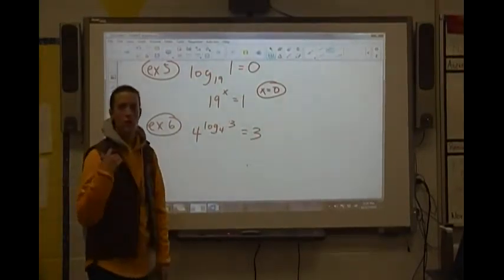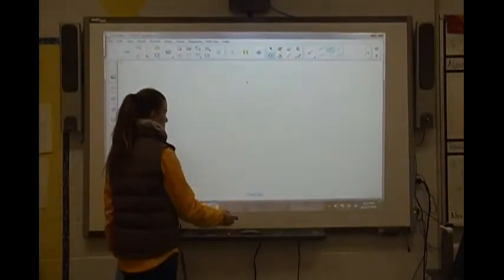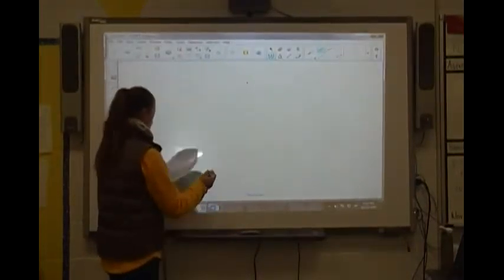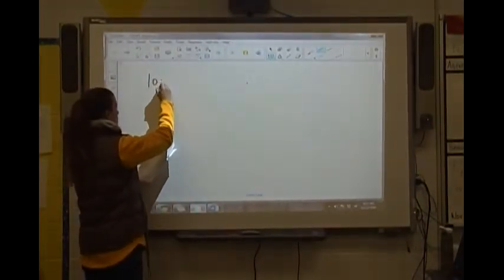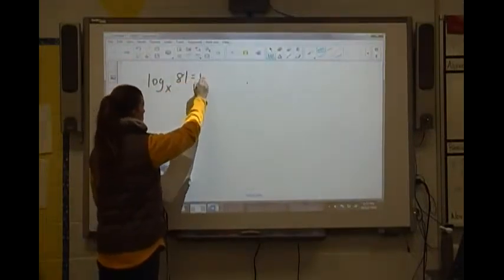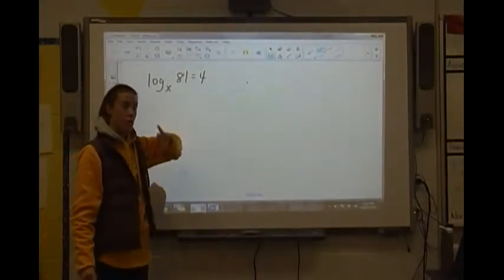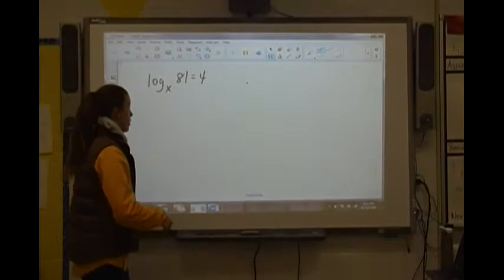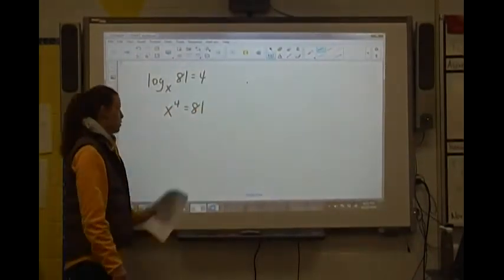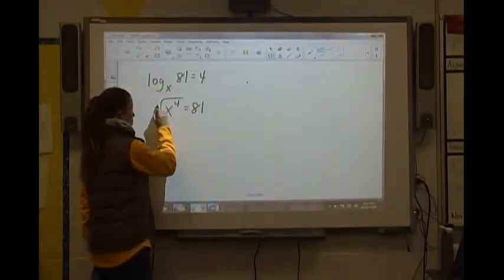All right, let's try to solve a few log equations, or some unknowns. Let's do a few of these. So if we look at, how about log base x of 81 is equal to 4. So we need to switch forms to solve, and then we're going to try to figure out what x is. So if I switch forms here, I've got x to the 4th power equals 81. The only way to undo a 4th power is to take the 4th root of it. Let's take the 4th root on both sides.